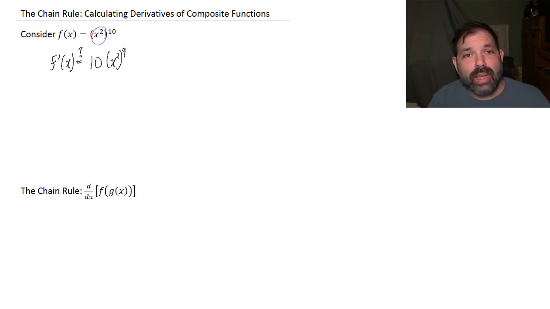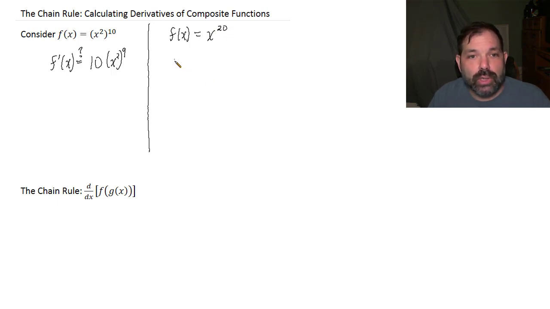Well, one way to check this would be to use some algebra to expand this first. We know from algebra that x to the second to the 10th power, if we raise a power to a power, we've learned that we're supposed to leave the base alone and multiply the exponents. So that means that another way to write f of x would be x to the 20th power. Well, that's easy to differentiate. f prime of x is 20 times x to the 19th.